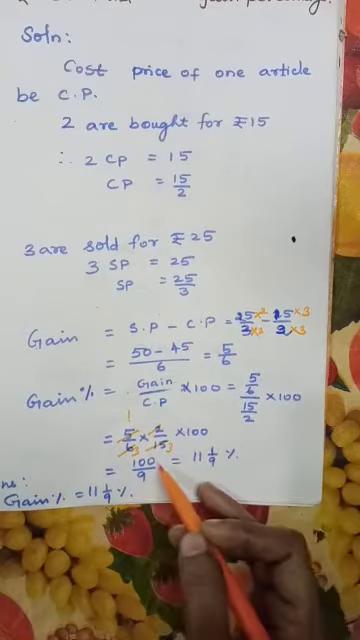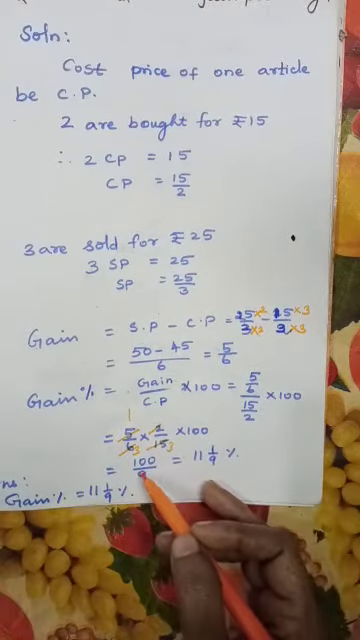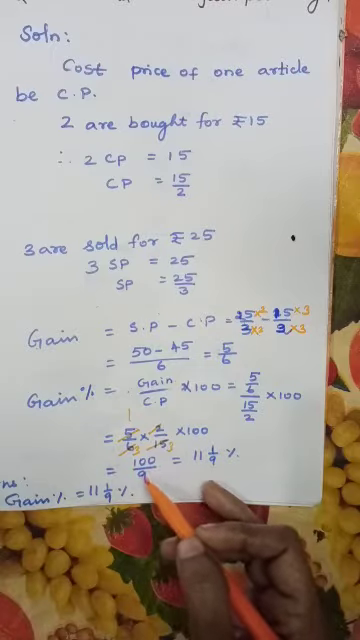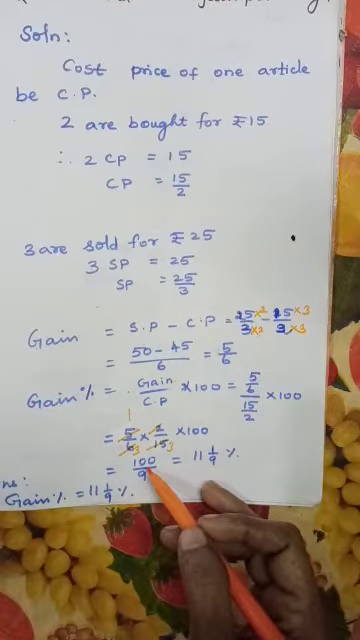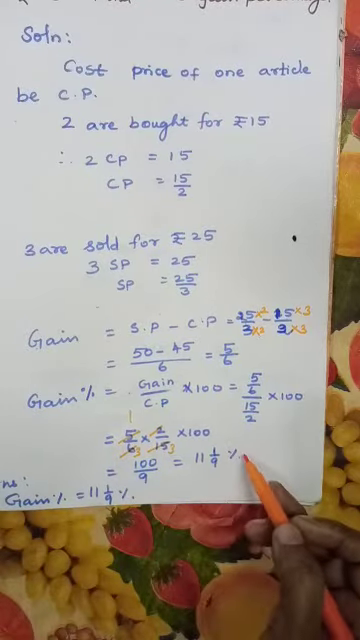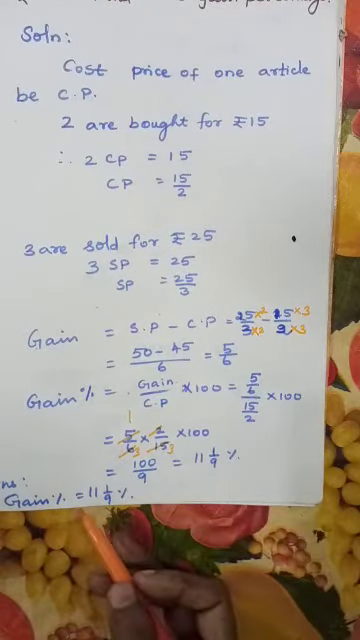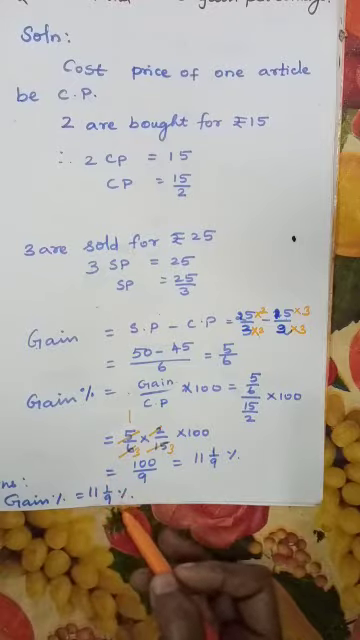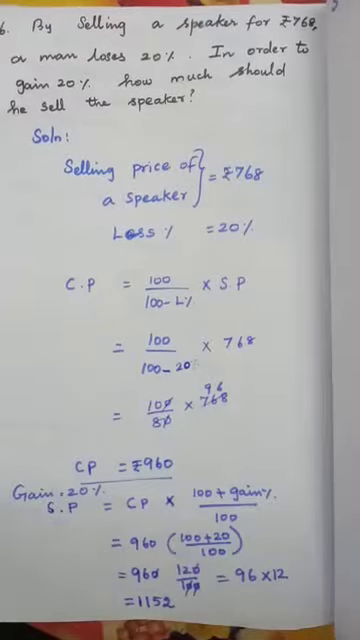So 100 by 9 percent. How? You have to change this to a mixed fraction. So divide 100 by 9. That is 99 is 11 times, remaining 1. So 1 by 9%. So gain percent is equal to 11 1 by 9 percent.